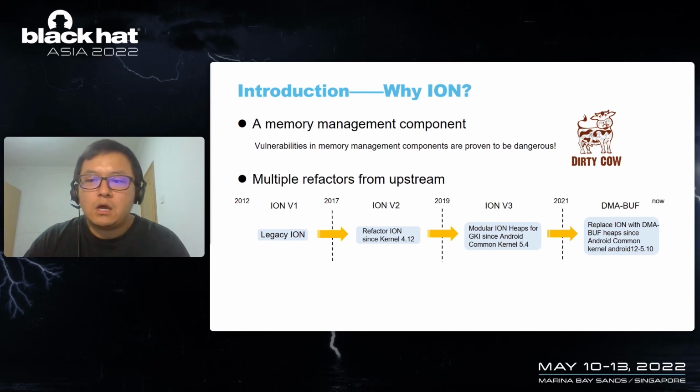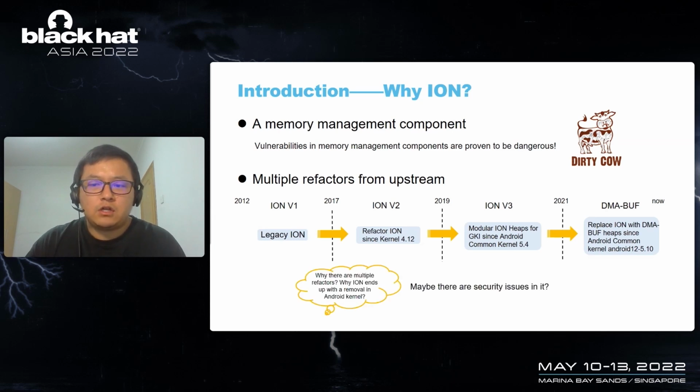Third, as I mentioned, Ion is a memory management component. Vulnerabilities in memory management components are proven to be dangerous, such as Dirty COW. At last, Ion went over multiple refactors from upstream. Around 2012, the first version of Ion, known as Legacy Ion, was introduced. And in 2017, the first refactor to Ion happened. After that, in 2019, the second refactor to Ion happened. In 2021, Ion started to be replaced with DMA buff heaps in Android 12.